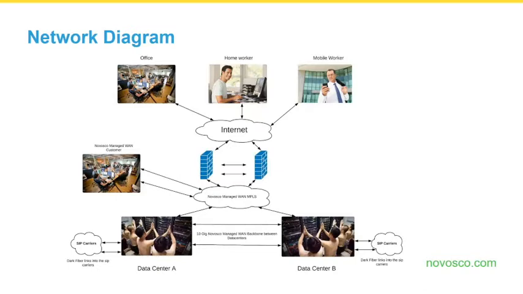If you're on Novosco Managed WAN, though, there's an additional benefit, in that your voice traffic bypasses your internet pipe as well. What that means is that the traffic coming into the Skype for Business platform isn't included in your internet bound traffic.